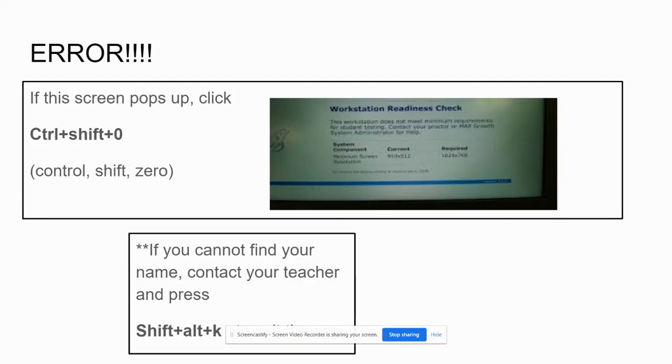Okay, so some Chromebooks may have an error that pops up that says workstation readiness check. If that pops up, you will hit Control Shift 0, and that will get rid of that screen. It may take you back to having to type in everything, but it will get rid of the workstation readiness check. Also, if for some reason you cannot find your name in the list, make sure you contact your teacher and press Shift Alt K to exit out of the app completely until your teacher tells you that she's fixed the issue.